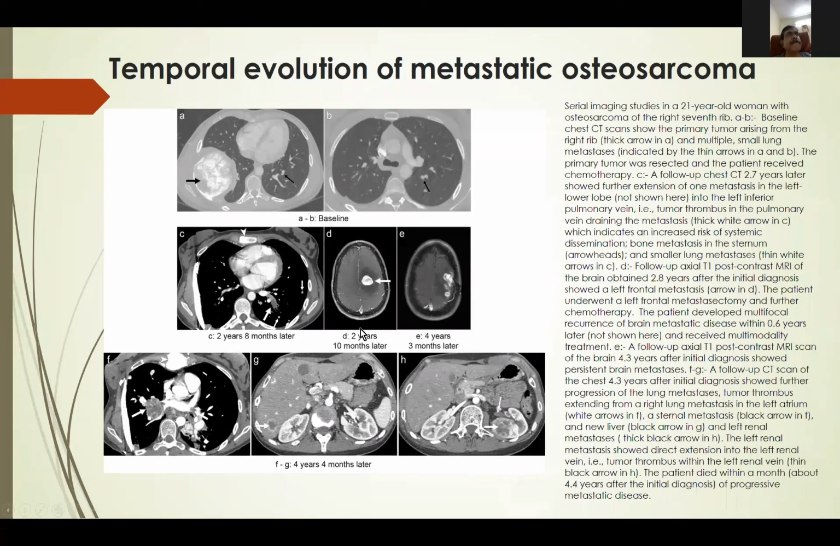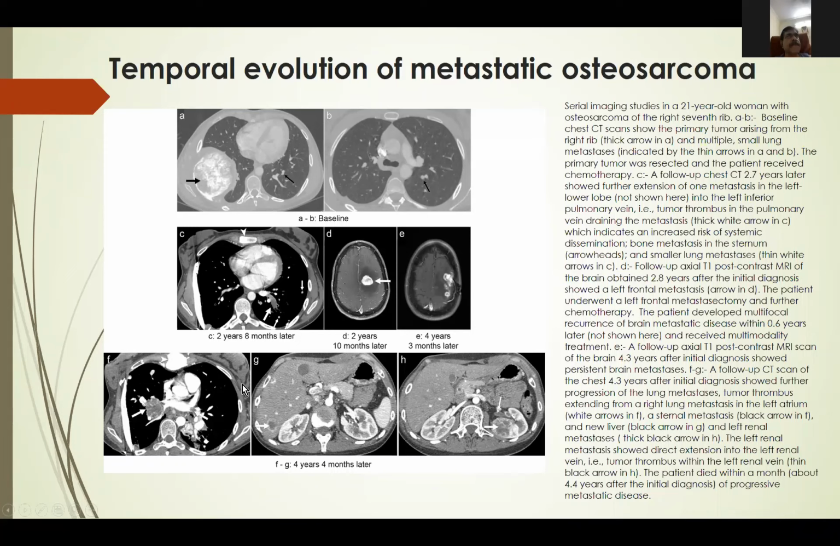So about 2 years, 10 months later, the patient developed brain metastasis. Initially, it was oligometastatic disease. She was treated. There were multiple recurrences. There was recurrence of the brain metastasis. And there's another node here. Over a period of time, the systemic disease progressed.